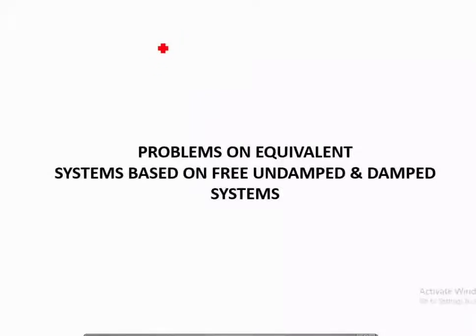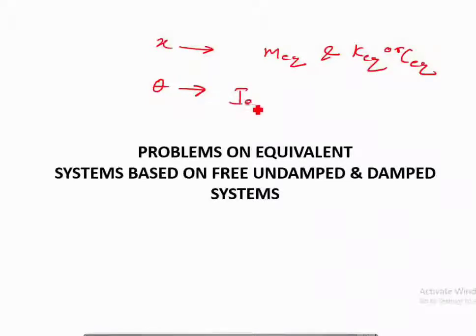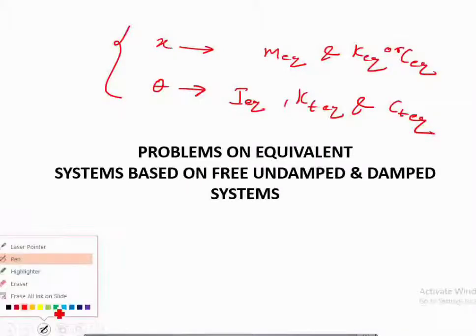When they ask you to calculate the equivalent parameters using x as a generalized coordinate or theta as a generalized coordinate: if x is the generalized coordinate, you have to find m equivalent, k equivalent, or c equivalent. And if theta is a rotational coordinate, then you have to find I equivalent, kt equivalent and ct equivalent. These are the first two things we have to remember before solving such problems.